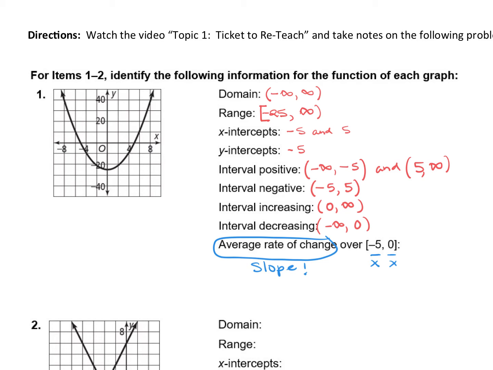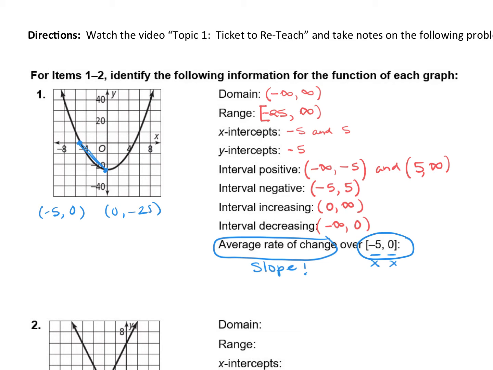So -5 is right here, and 0 is right here, but I need to go down to where the function is, right there. So that's where 0 is. And we want to find the slope of the straight line that would connect those two. So those two ordered pairs, one of them is -5, 0. The other ordered pair is 0, -25. Again, I just found this interval from -5 to 0 and found what those points correspond to on the graph.